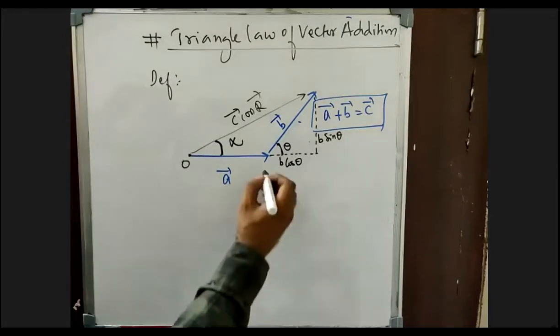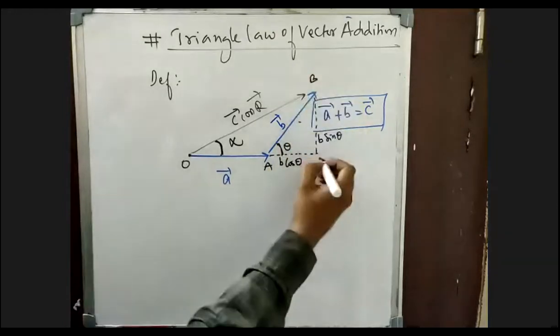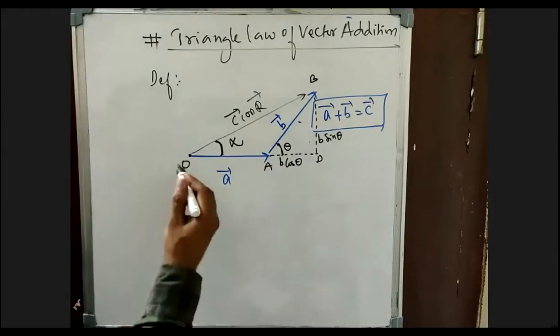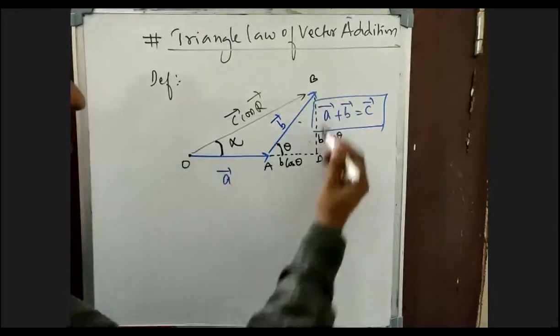This is the vector A. This one is vector B, and this one is the D part of the relation. I have taken the given points and now apply the relation, applying it to the right angle triangle ODB. This one is a right angle triangle.